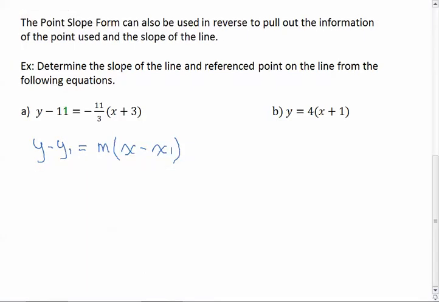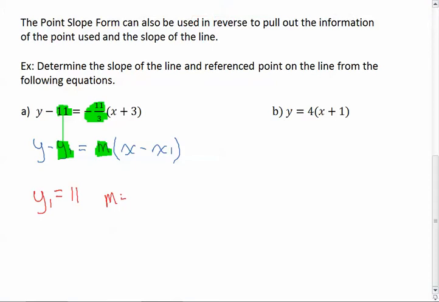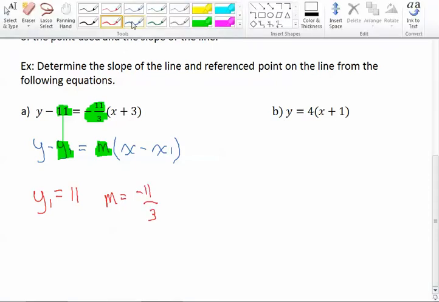So when we're taking a look at these, remember that we have y minus y1. For instance here, y subtract 11, what's being subtracted matches up. So I can know right away that y1 has to equal positive 11. That's okay. Here, the number in front of your brackets is equal to your slope. So here, my slope is equal to negative 11 over 3. And this one's the only really tricky one.